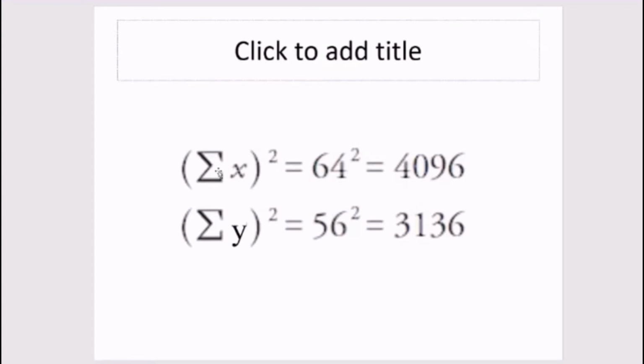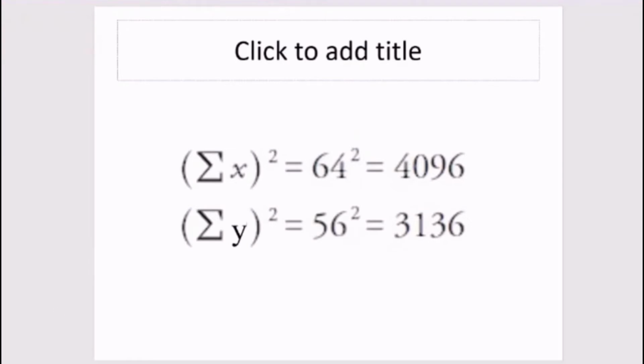So, let's compute first sigma x quantity squared and sigma y quantity squared. Now, this is different from sigma x squared and sigma y squared. Lahi ni siya. Because sigma x squared is the total or the summation of all squares of x, and sigma y squared is the summation of all squares of y. Sigma x quantity squared is the square of the total of x, and sigma y quantity squared is the square of the total of y.